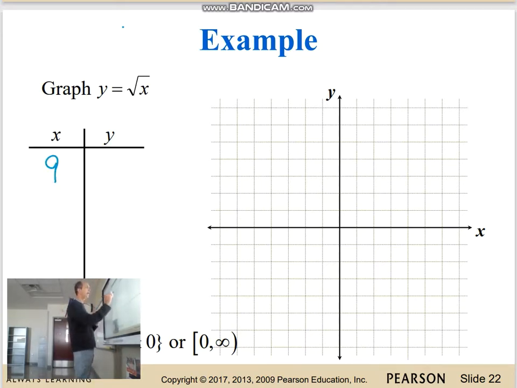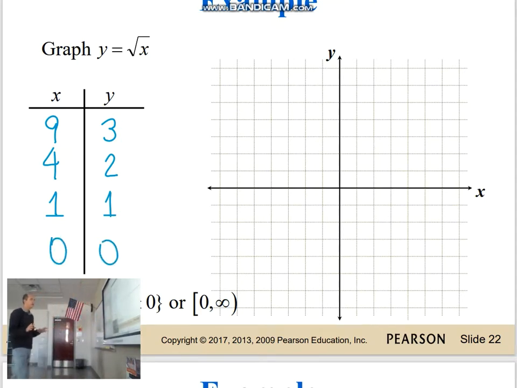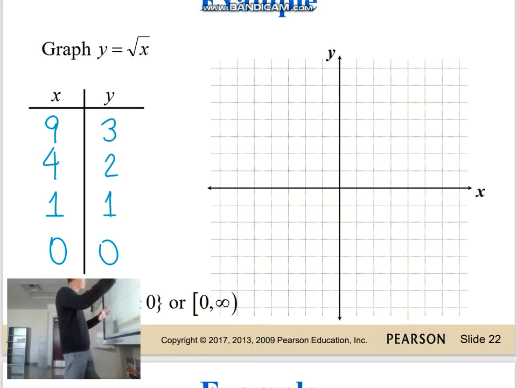If x equals 9, the square root of 9 is 3. And another one, let's say 4. Then the square root of 4 is 2. And another number, 1. The square root of 1 is 1. And another number, 0. The square root is 0. So we have 4 numbers. We can find more to make the graph more precise.